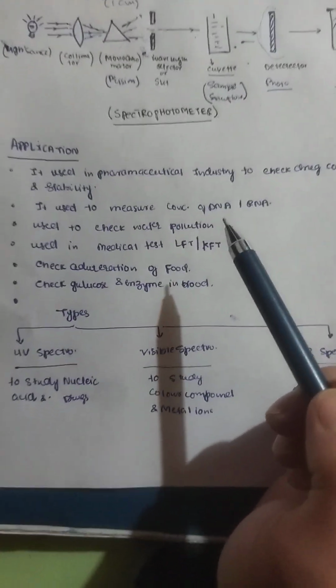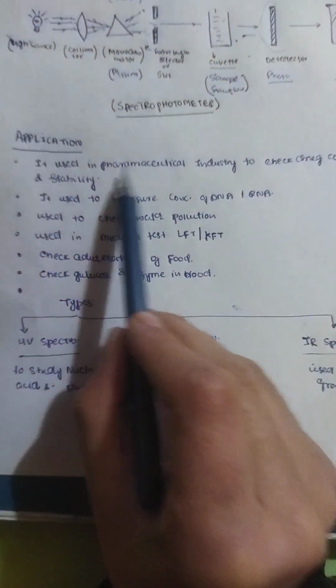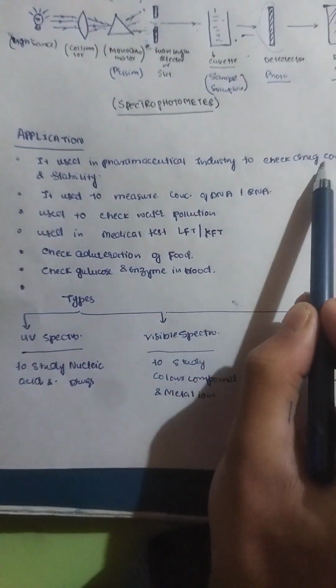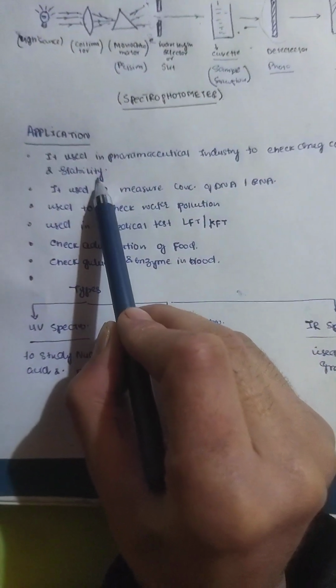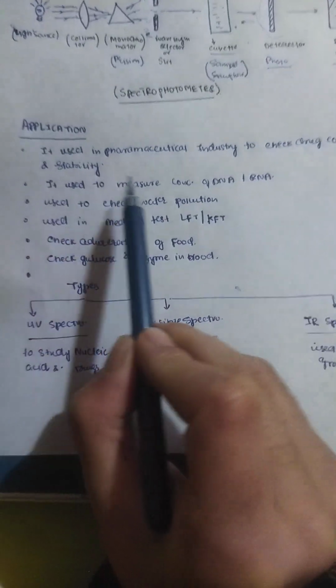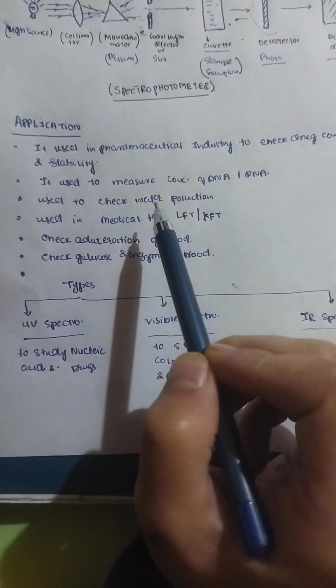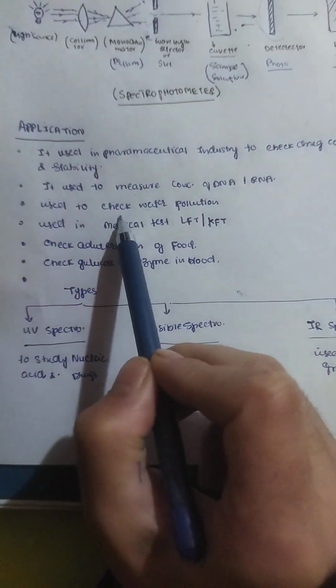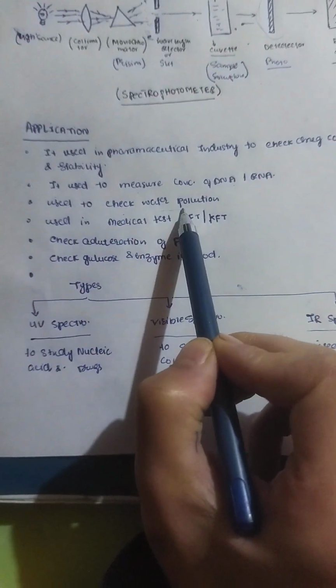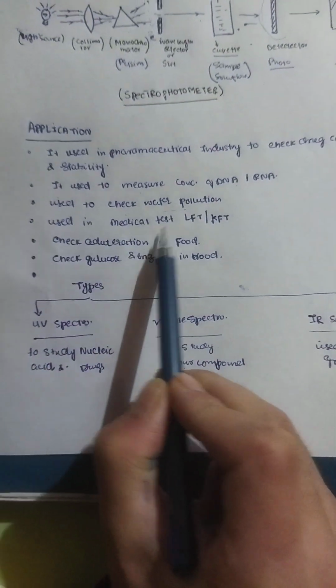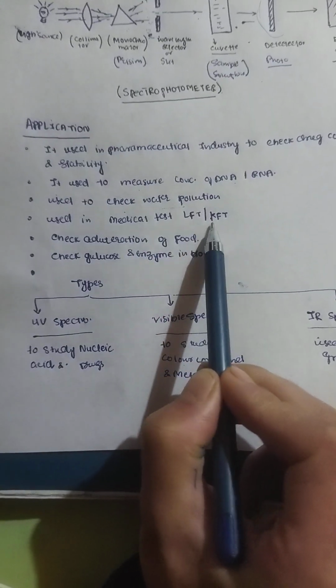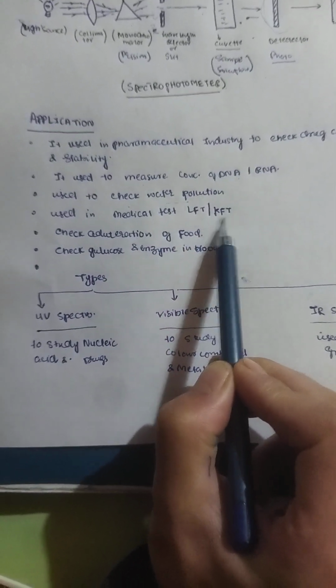Now we talk about the applications of this spectrophotometer. It is used in the pharmaceutical industry to check drug concentration and drug stability. It is used to measure the concentration of DNA and RNA. It is also used to check water pollution. It is also used in medical tests like liver function tests and kidney function tests.